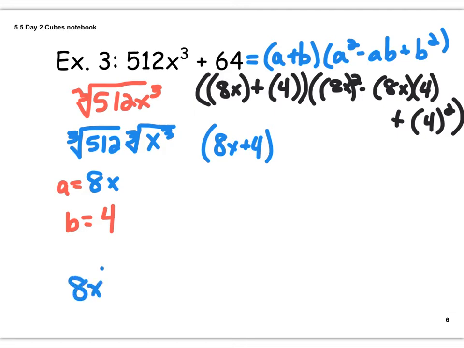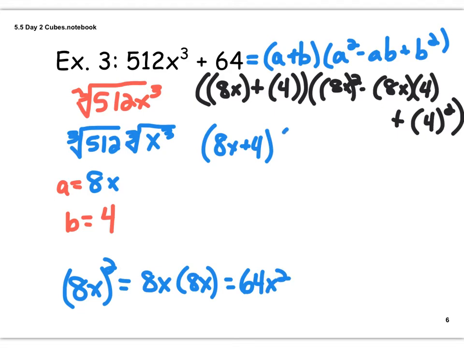8x squared, let's do some side work down here. 8x squared is equal to 8x multiplied by 8x. So really this is 64x squared. Hopefully you can keep up with what I'm doing here. So 64x squared goes right there. Minus, well, let's see, 8x multiplied by 4, that's going to give me 32x. And then 4 squared, that's 16. So this is what my factors will look like.